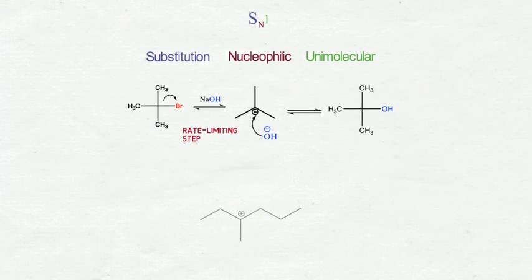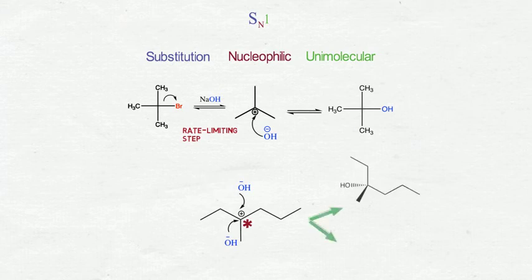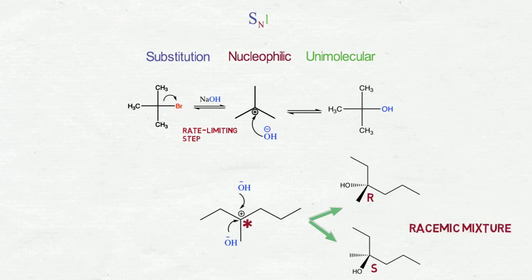Now let's look at this carbocation intermediate. Reaction of this carbocation intermediate with the nucleophile results in the formation of a chirality center. The carbocation is planar and thus can react with the nucleophile equally well from either side, and thus a racemic mixture of enantiomers is obtained. However, the ratio is not always exactly 50-50.